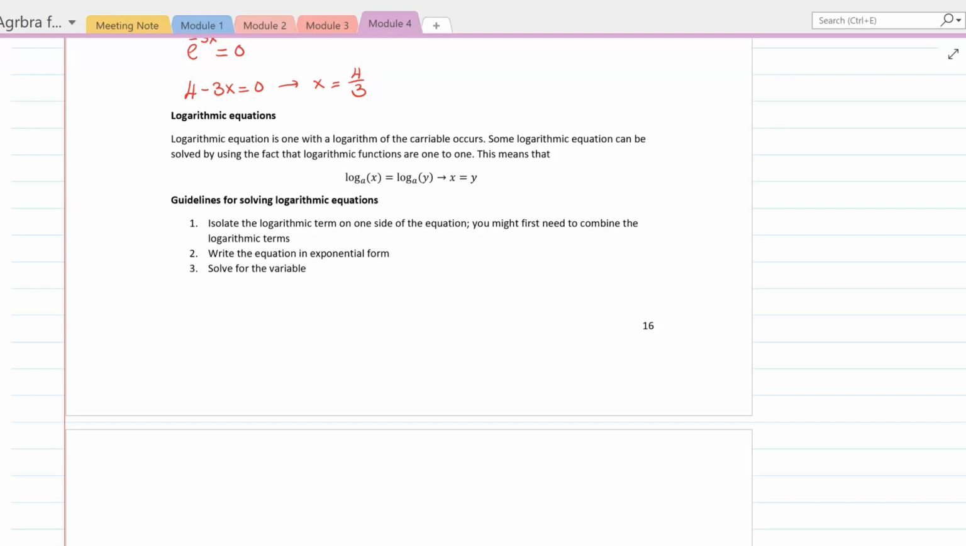Logarithmic equation. A logarithmic equation is one in which the logarithm of the variable occurs.